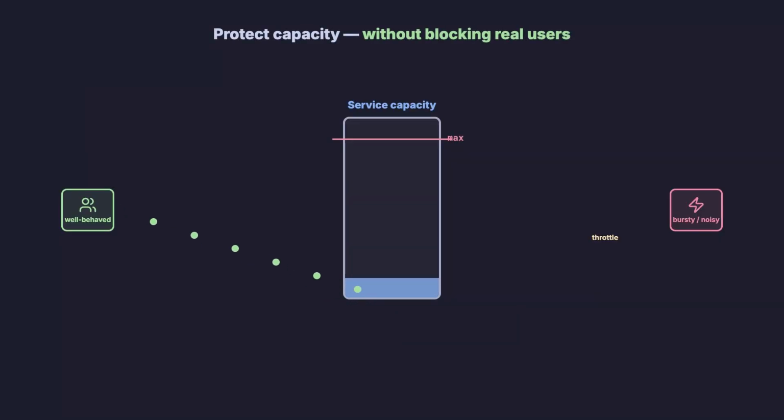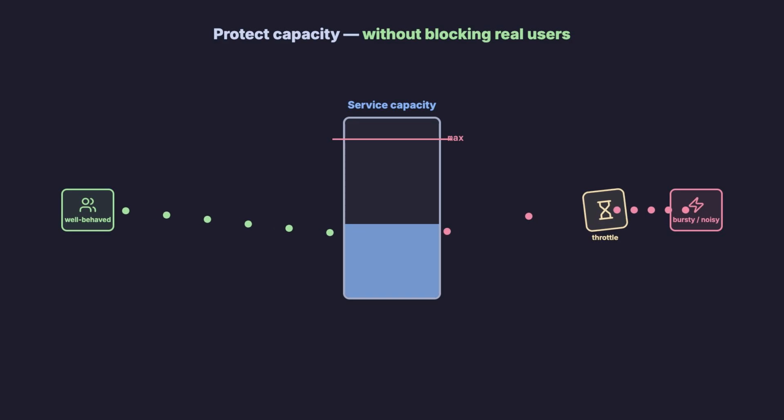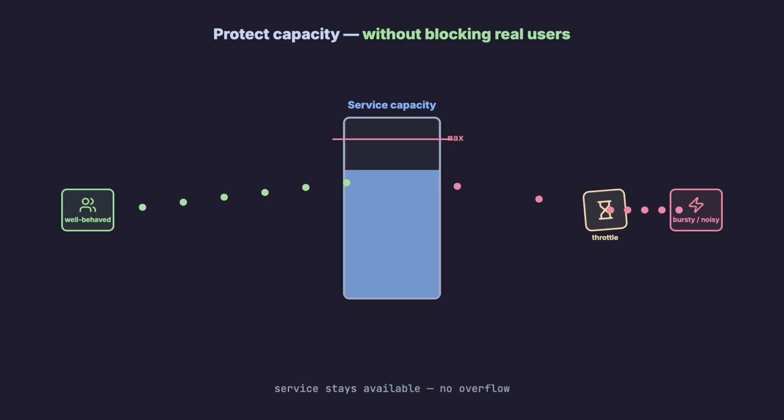That's the core promise of rate limiting. It's not just about blocking abuse. It's about keeping the service available for the majority of well-behaved users when the noisy ones spike.